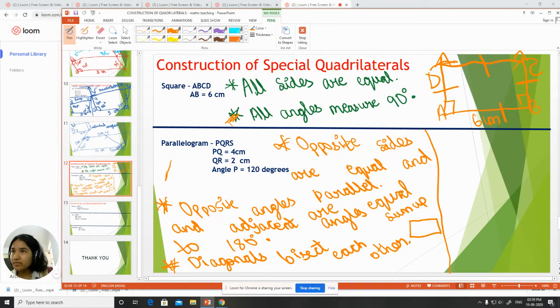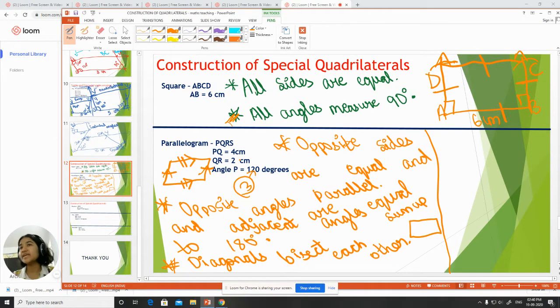Let me draw a proper figure. This is a parallelogram. Both pairs of opposite sides are parallel and equal. Okay, shall we start the construction? It's PQRS. We are given only three measurements. How can we do it?